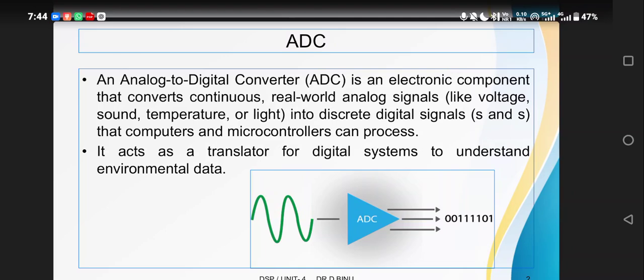What is meant by ADC? It is an analog to digital converter, which is an electronic component that converts continuous real-time analog signals like voltage, sound, temperature, or light, or whatever may be the real-time signals into discrete digital signals, that is zeros and ones, that computers and microcontrollers can process. It acts as a translator for digital systems to understand environmental data.